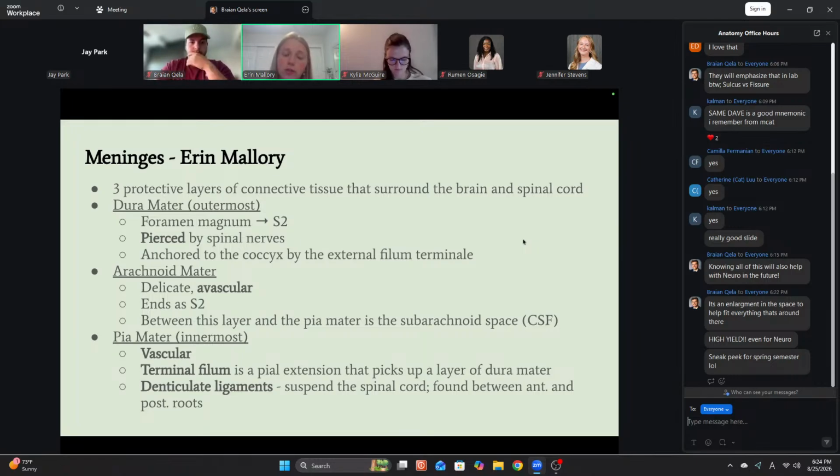And Brian's going to go a little further into that, but keep that in mind. That's where our CSF is. So it's very important for lumbar puncture and things like that. And then for our pia mater, this one is vascular. And the filum terminale, people call it filum terminale or terminal filum, whatever you want to call it is fine. But it's actually an extension of the pia that also picks up a layer of the dura. And it's that tiny piece at the end of the meninges.